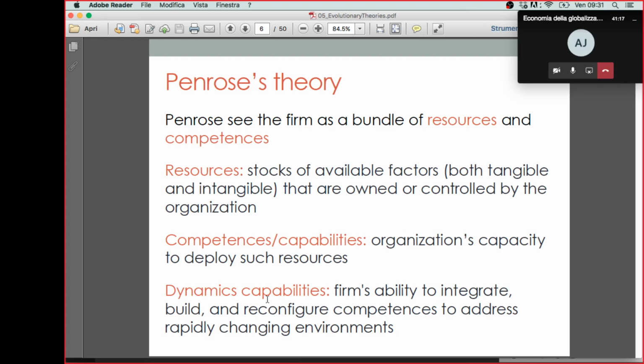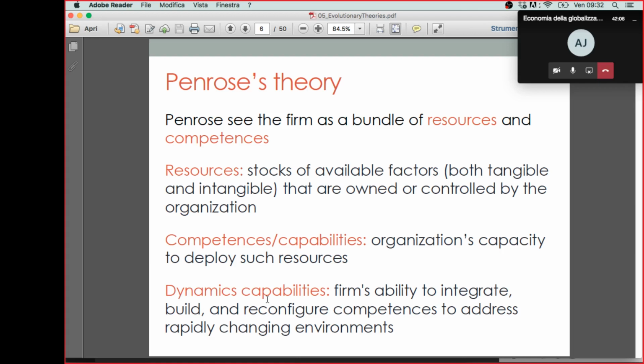Later on, after Penrose, there has been some further contribution within this stream of research, in particular an important paper by Gary Pisano, Teece, and another author which I don't remember, which extends this approach a little, introducing the concept of dynamic capabilities. The idea here is that you make the idea of competences dynamic. So what matters is not only the capability of the firm to deploy resources, but also the firm's ability to integrate, build, and reconfigure competences to address rapidly changing environments.